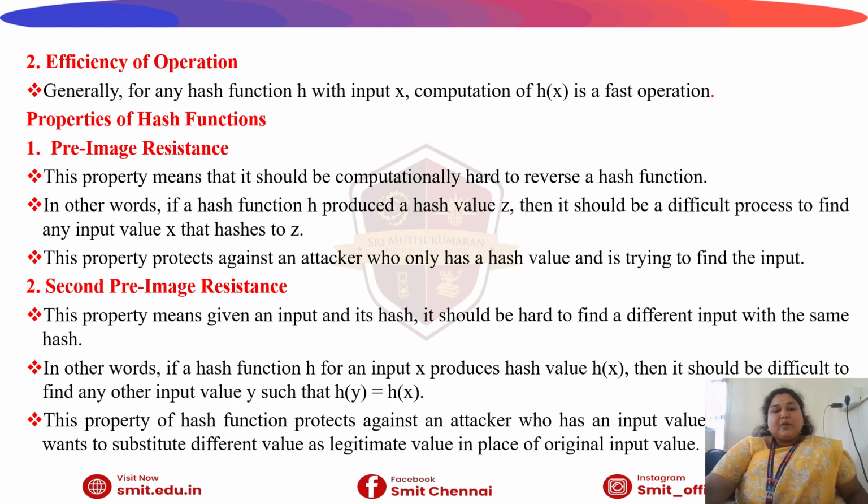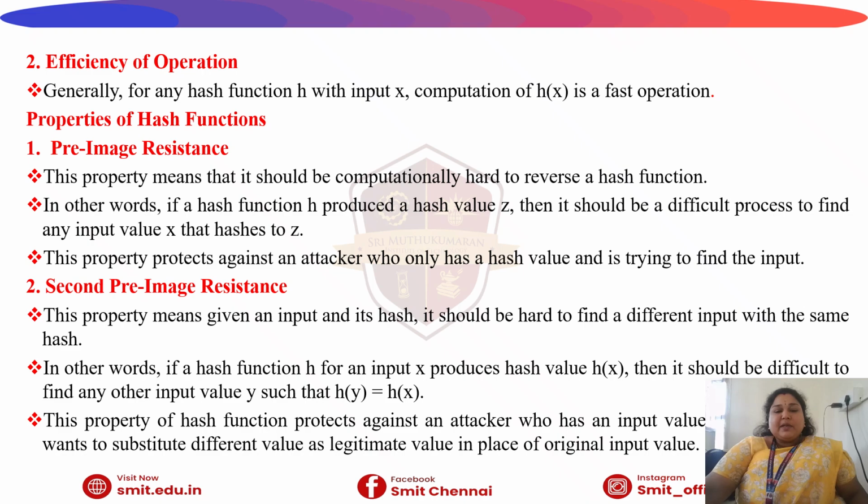Properties of a hash function: first, pre-image resistance. Pre-image resistance means it should be hard to reverse the hash function. If a hash function h produces a hash value of z, then it should be difficult to find any input value x that hashes to z. This is the first property.